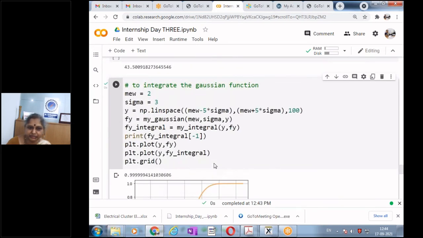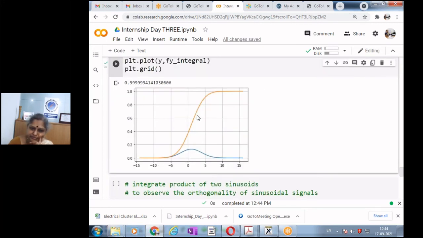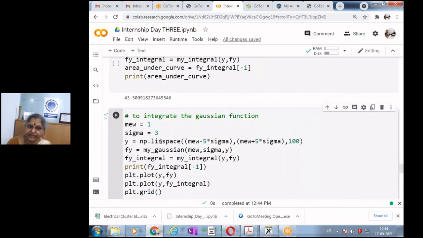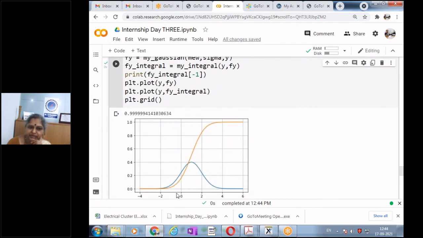Let me change my mu and sigma. Say mu is 1 and let us say sigma I retain as 3. Let's run it and see what happens now. This is my function. No matter what I change mu and sigma to, the area of the Gaussian curve is always 1. So mu is 1, say sigma is also 1. Let me run it, and this is it. This is the Gaussian distribution curve, and the area is always 1.